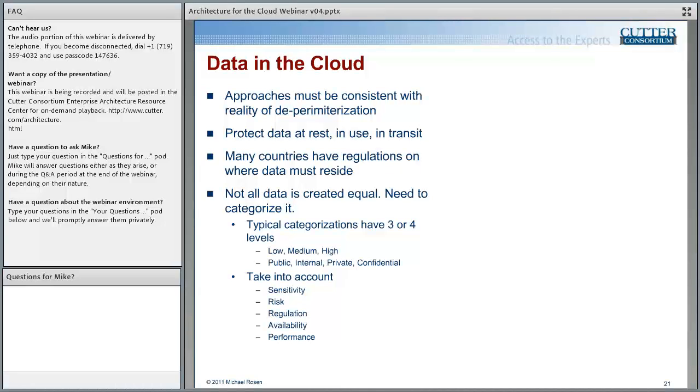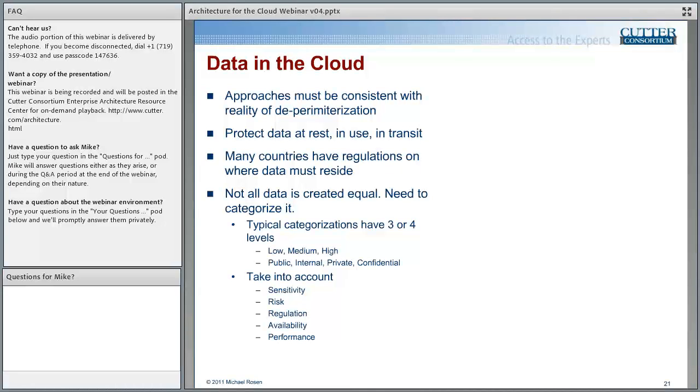So data in the cloud, our approach to this has to be consistent with one of these security principles, which is called deperimeterization. Deperimeterization says that we can no longer secure our assets by securing our perimeter. Our perimeter is so full of holes that it's useless, that we have to secure our assets in place, in use, in transit. And data is a specific kind of asset that we need to secure. So our approach to data security has to take into account that we can't secure it by securing its perimeter. Protect data at rest, in use, in transit.